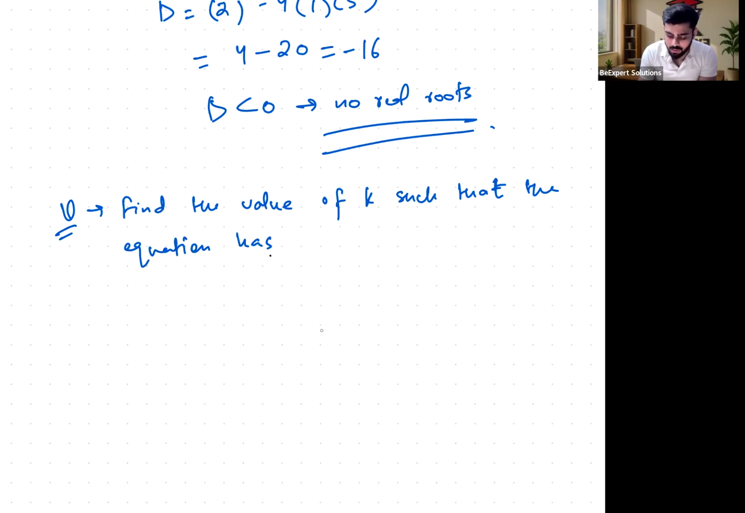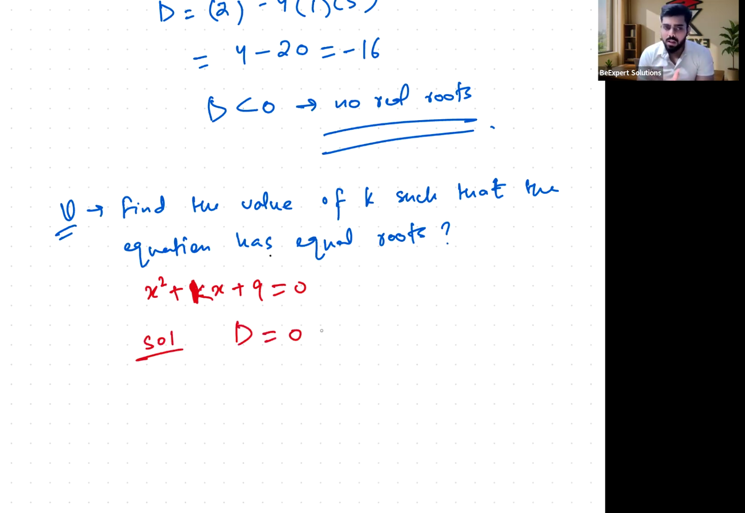So how will you do that kind of question? Very simple. Simply what you need to do is, if the equation has equal roots, and let's say the equation is x square plus kx plus 9, in this equation you have to find out the value of k. They mentioned that it's equal roots. Equal roots means D is equals to 0. Let's say our solution is from here. D is equals to 0.